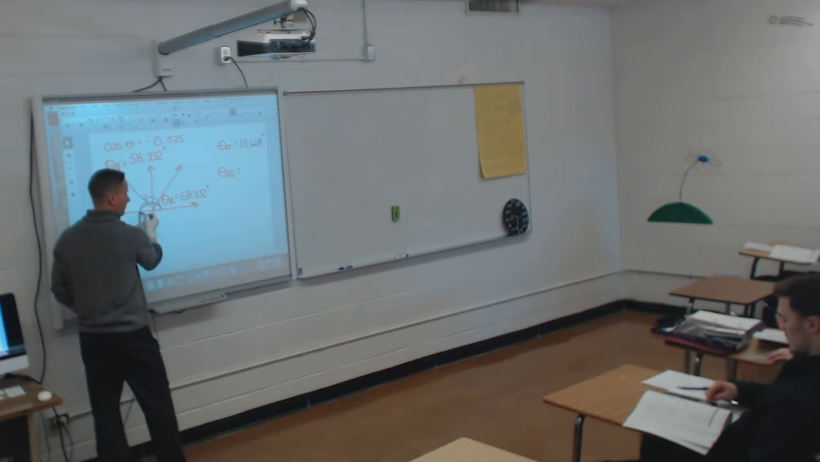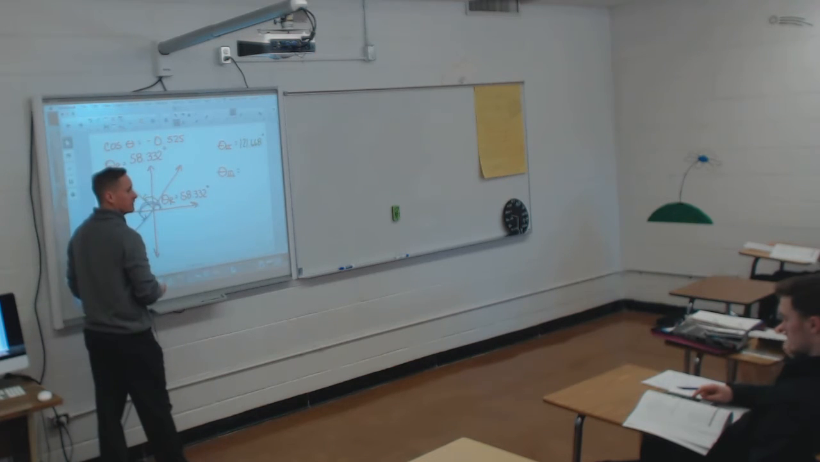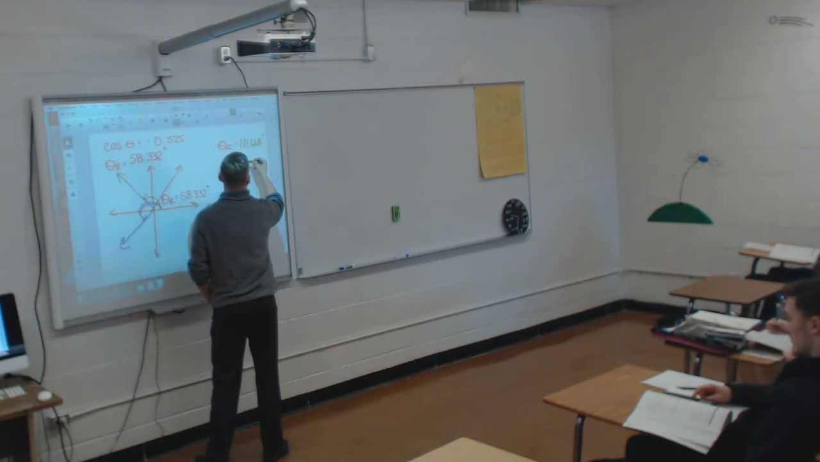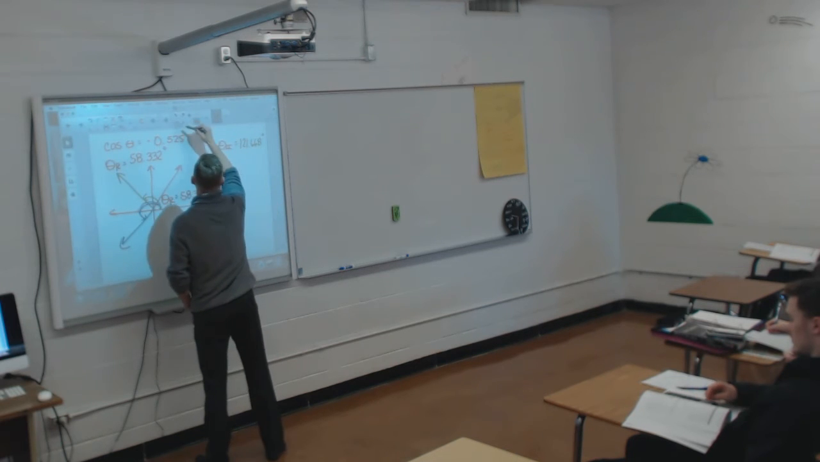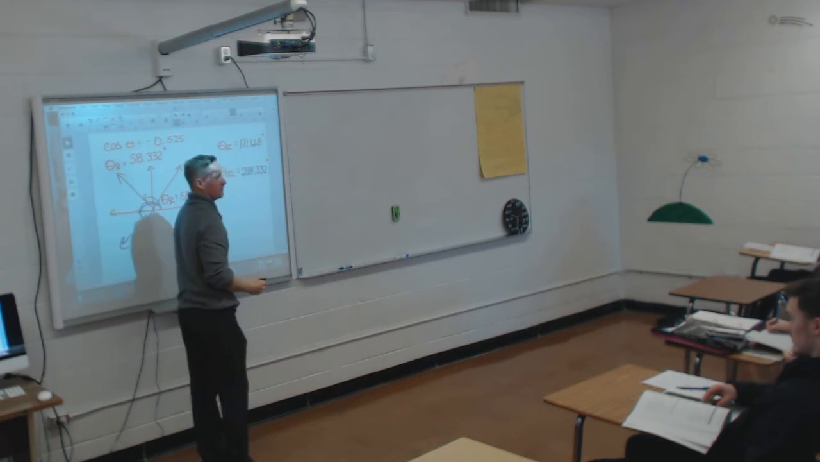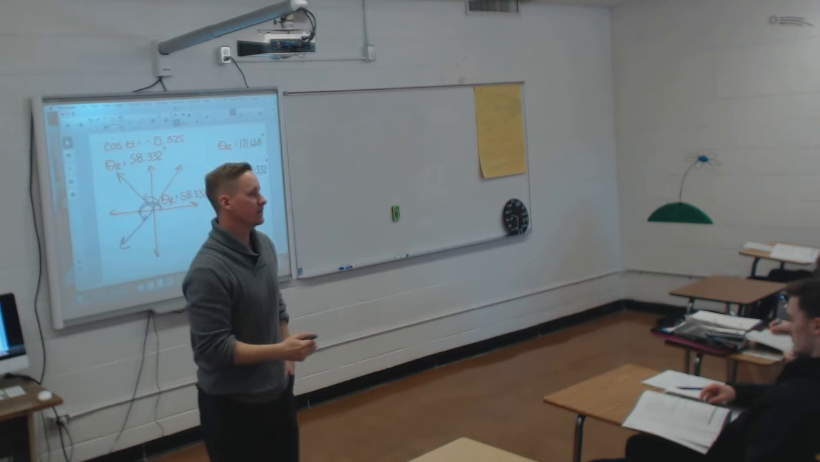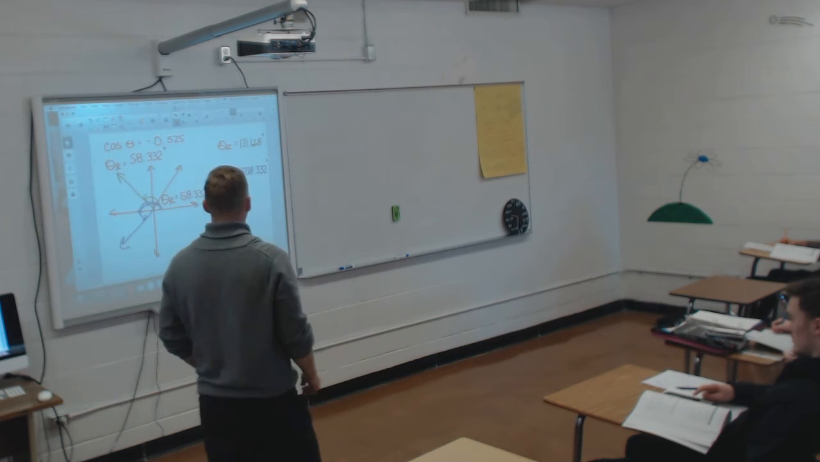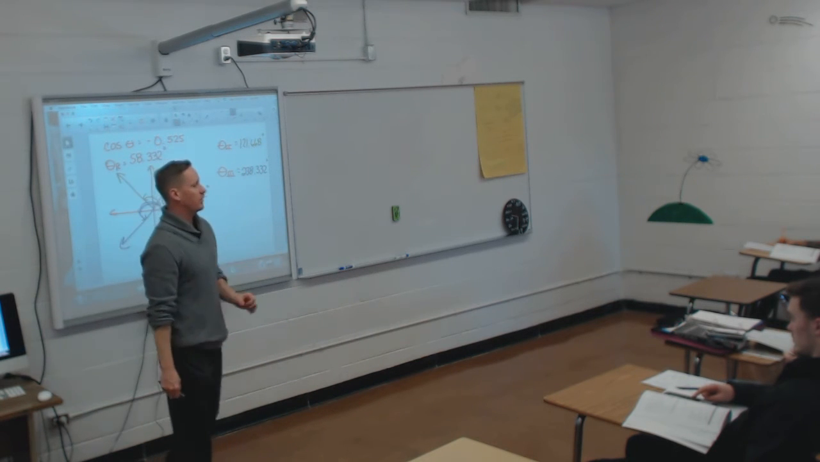Sam, what's the distance from here to here? What's that angle? 180 degrees. And now I'm adding on this amount. What is that amount? 58.332. So what does that work out to? 238.332. There's my solution. That's all of 2.2.